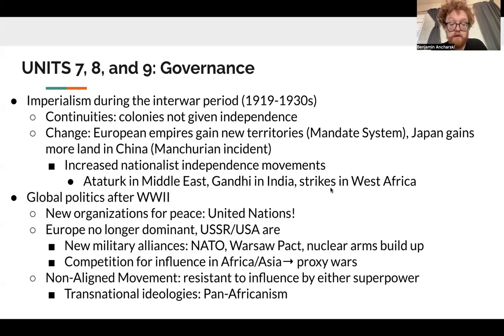Non-aligned movement: we do see that countries will say, we don't want the influence of either the Soviets or Americans. So we do see that non-aligned countries like India, like Indonesia, these countries will try to stay independent during the Cold War. And to help with this, we do see the emergence of what we call transnational ideologies. These are basically, let's unify as an ethnicity, as a common culture against the West, against Americans, against the Soviets, and Africanism in Africa and Arabism in the Middle East.